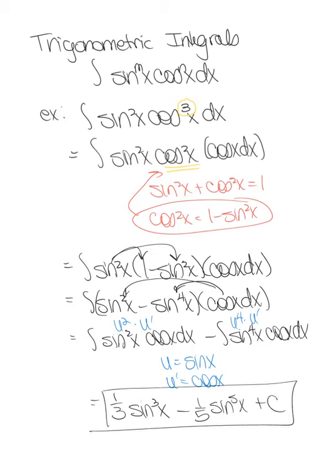Now this process works the same regardless of which one of those has the odd power. If they both have an odd power, you can pick and choose. Whichever form you do, you're going to take one of the ones that has an odd power, save one to the end and convert the rest.